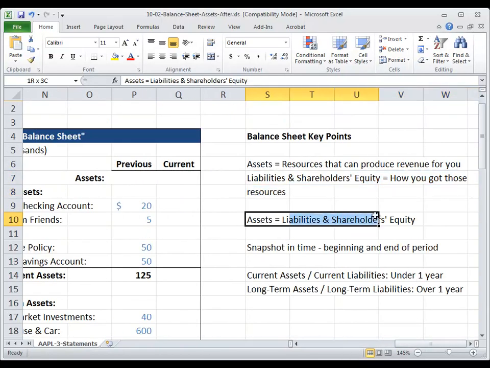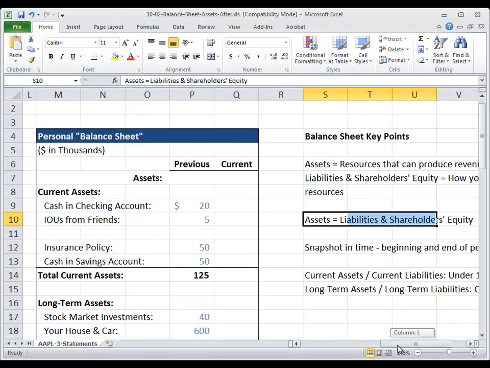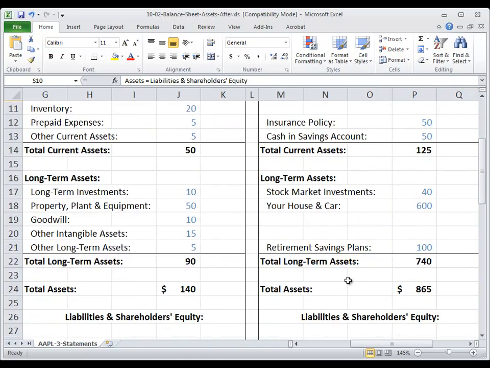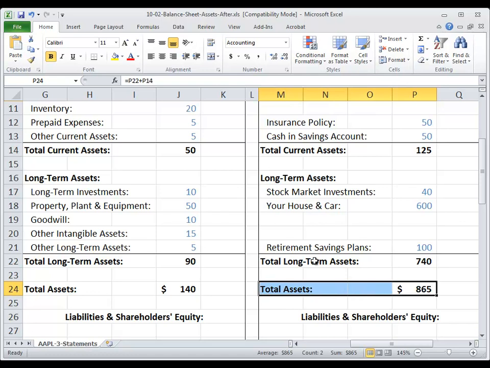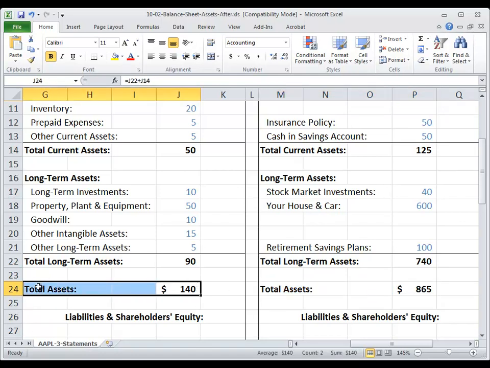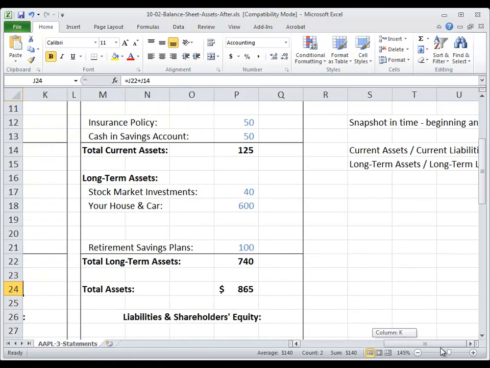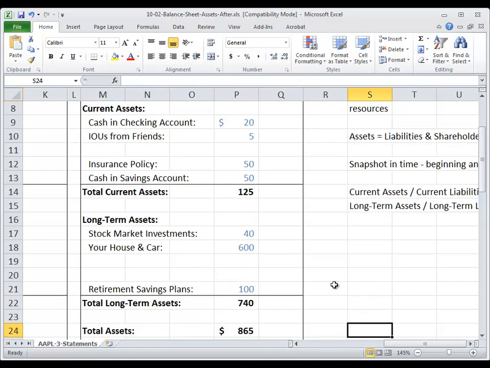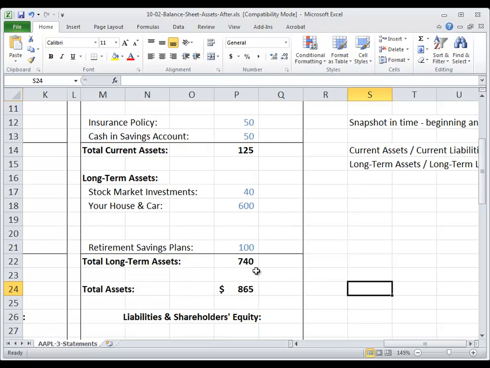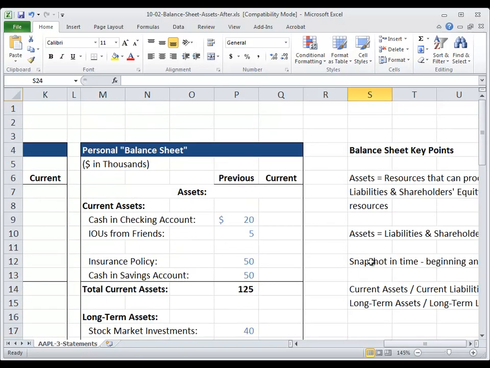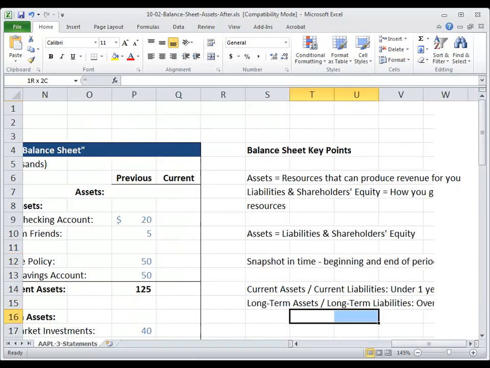Assets must always equal liabilities and shareholders' equity. So for example, in this case, total assets of $865,000, we better have liabilities and equity also equal to $865,000. For the company, Apple here, we better have total liabilities and equity equal to $140 million. The reason we need that is because resources must come from somewhere. You cannot get something from nothing, so the total resources you have must correspond to how you actually got them in the first place. The balance sheet is a snapshot in time.